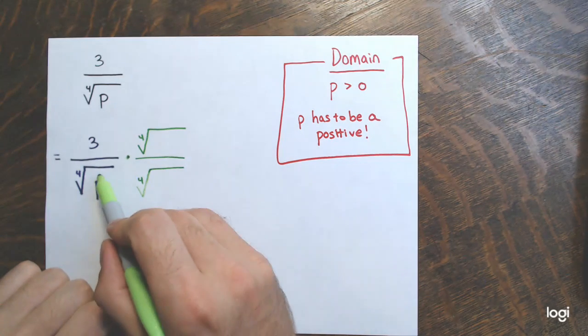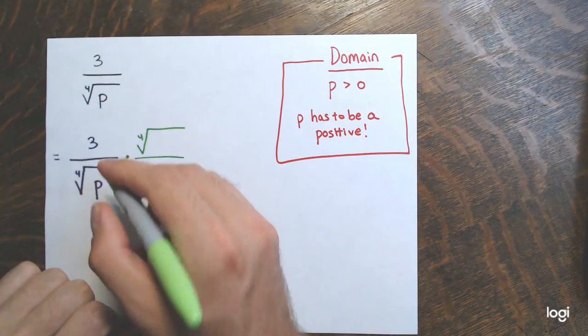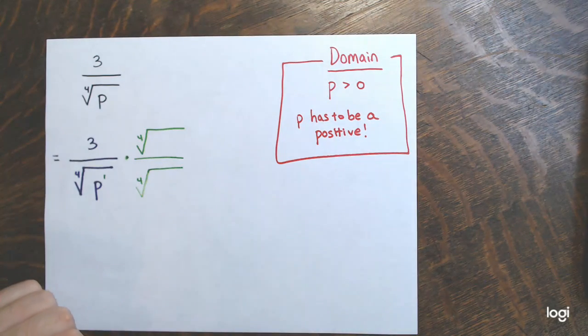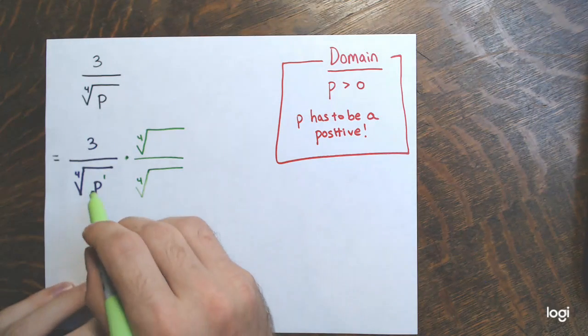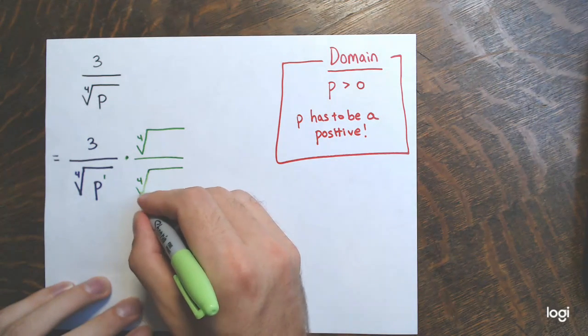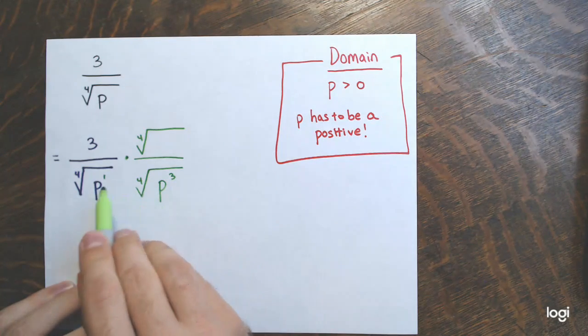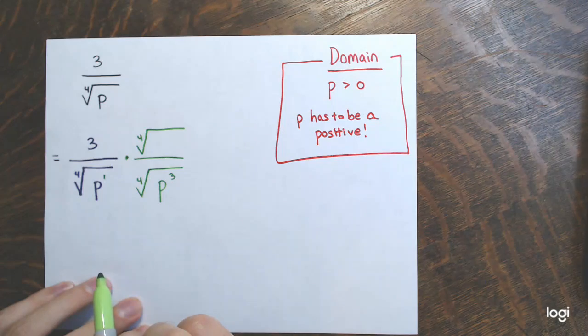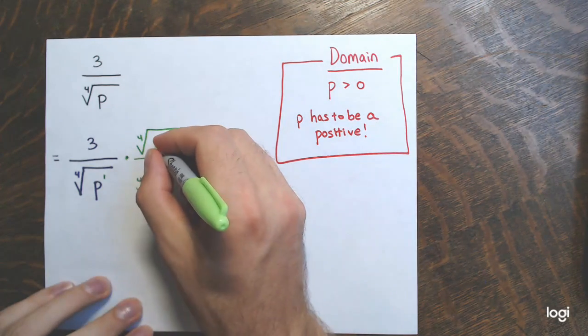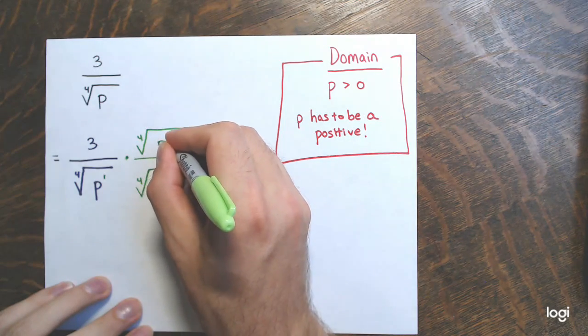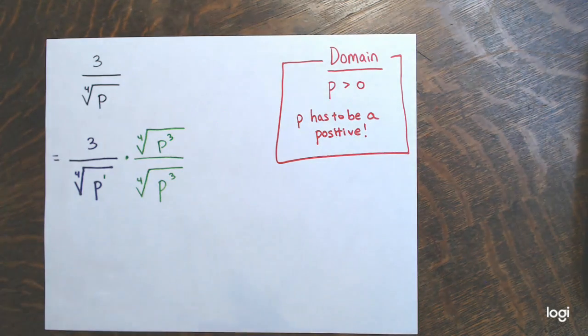Well, I've already got p to the first in there. That's p to the 1. So I just need 3 more to make p to the 4th, to make a perfect fourth power. So I would have the radicand of this radical be p to the 3rd. That will make p to the 4th when I multiply these and give me a perfect fourth power in the radicand. Same thing up here: multiply the top and bottom by the same. So I have the fourth root of p cubed that I'm multiplying by.